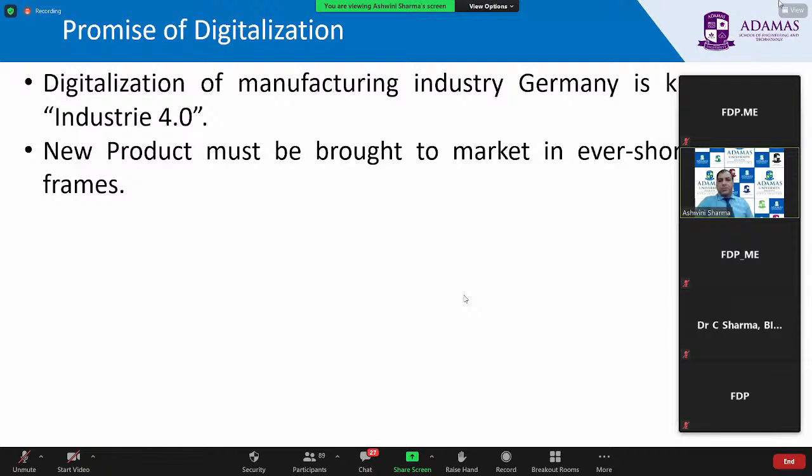New products must be brought into the market in ever shorter time frames. Here we can take the example of your mobile phone. Initially, when we used to buy mobile phones, it was for a time duration of at least 3, 4, 5 years, right? In our times, I'm talking about. But today, if you buy a mobile, it may not have a lifespan of more than 1 or 1.5 years. After that, you lose interest in it. That's our typical psychology. We want something new every time.